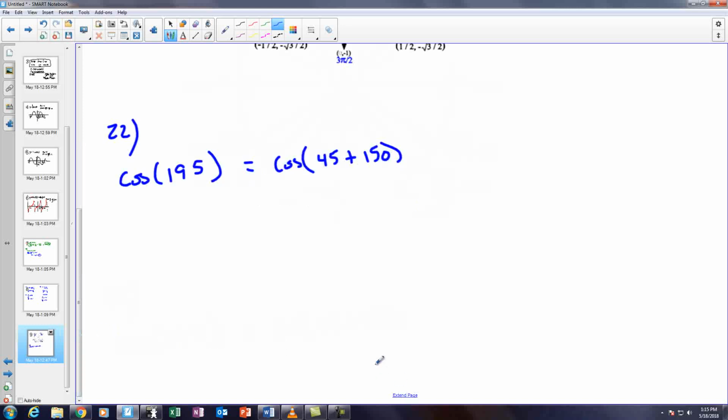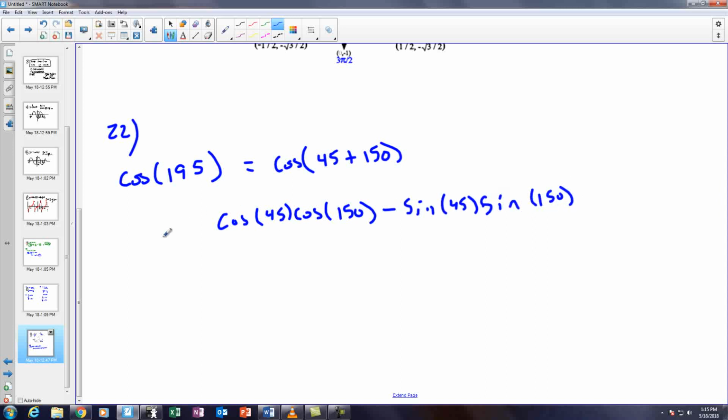Well, the cosine formula says that we take the cosine of the first thing times the cosine of the second thing, 150. Now, this is important. The sign is always the opposite here of what we had up there. So we're doing a minus of the sine of 45 and then sine, gotta stay with my sine here, of 150. Now, the rest of this is about reading the circle.